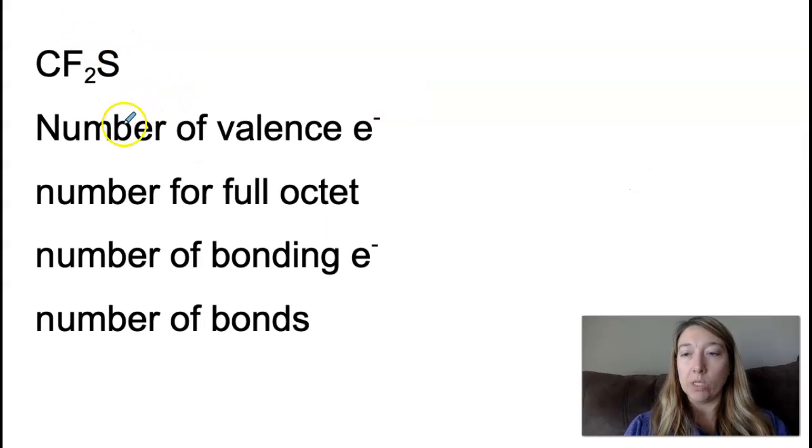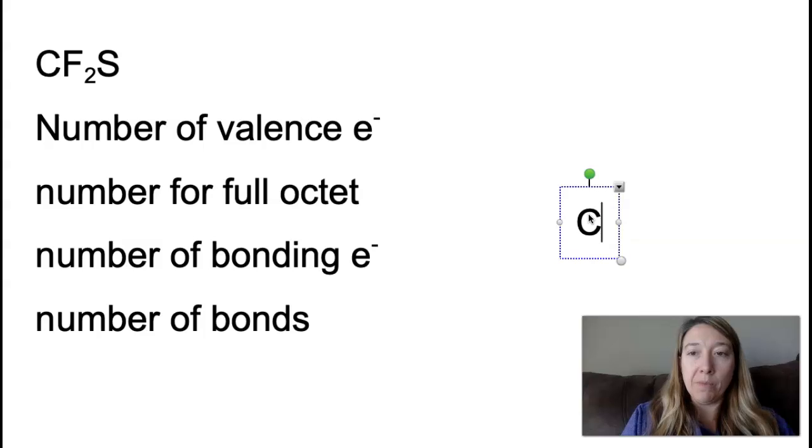So let's look at a different one. So we're going to try the same method again. So we have CF2S. So same as last time, I have to decide which atom is going to go in the middle. So carbon has 4 valence electrons, which means it has 4 unpaired. Fluorine has 7, which means it only has 1 unpaired. So far carbon's winning the race for the middle. Then we have sulfur. It has 6 valence electrons, so it has 2 unpaired. So again, it's still going to be the carbon that goes in the middle. So we're going to put the carbon in the middle.